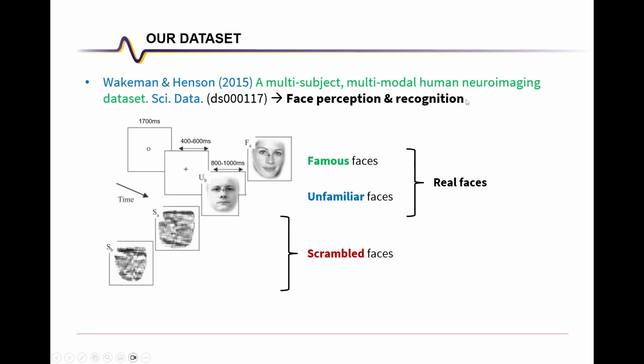and face recognition. And they presented basically three types of stimuli: famous faces like Julia Roberts here, unfamiliar faces like this unknown guy, which together form real faces, essentially. And then there were scrambled versions of both famous and unfamiliar faces. And so these together are the scrambled faces condition.